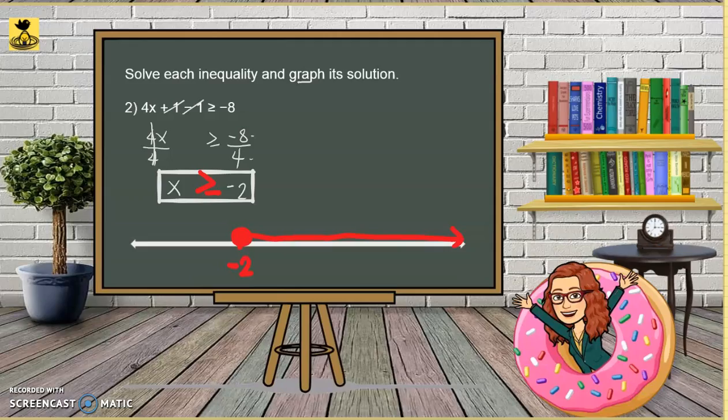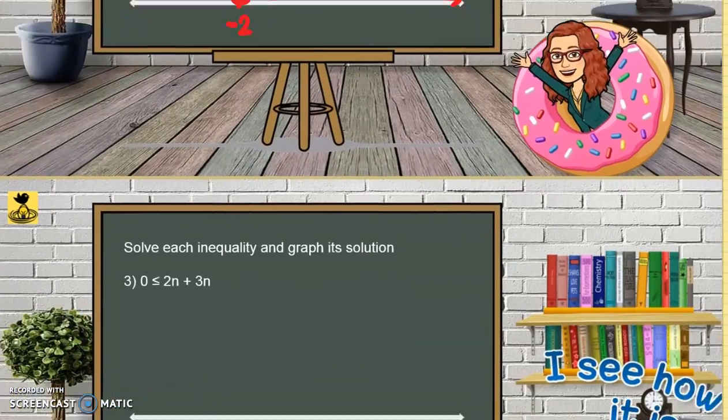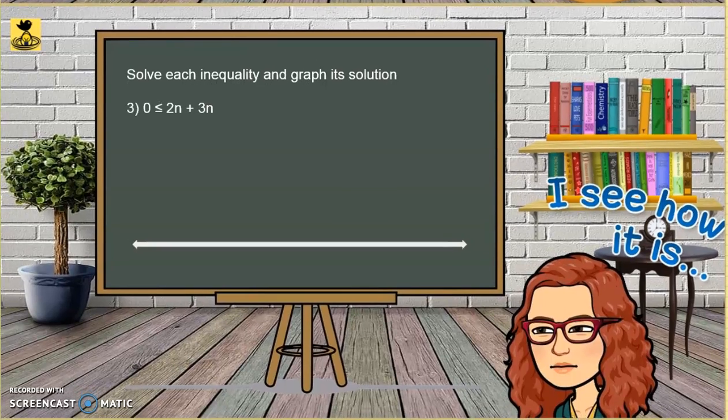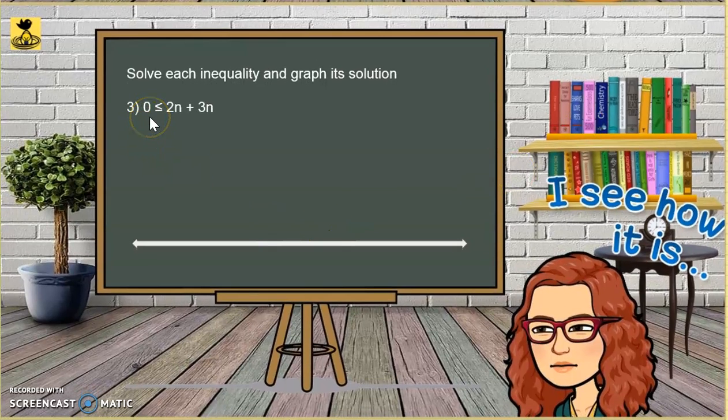Okay, let's move to the third example. Here, 0 is less than or equal to 2n plus 3n. In this case, 2n plus 3n are like terms, so we can combine them. So let's do that.